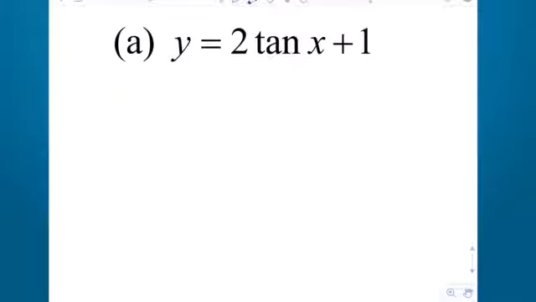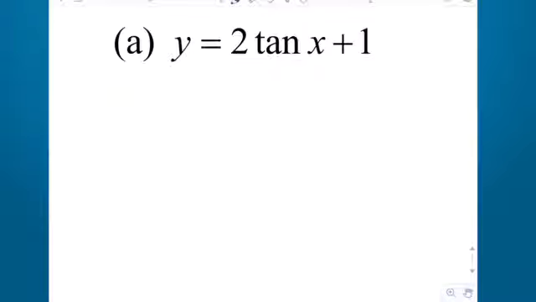So that's step 1. Next step is to see if it's in standard transformation form. If it is, you're good to start graphing it. If not, you need to put it into standard transformation form. What do we know about this one? Yes or no? Yes, it's good to go.